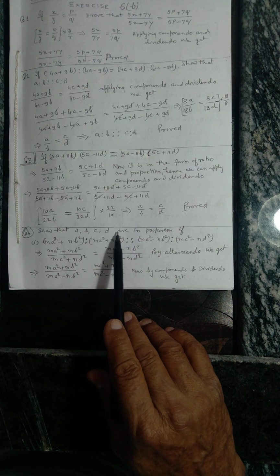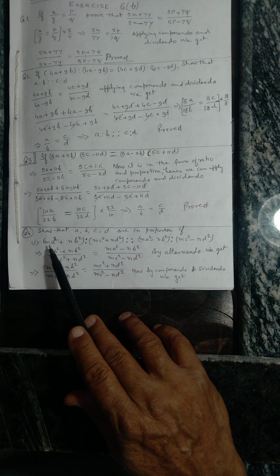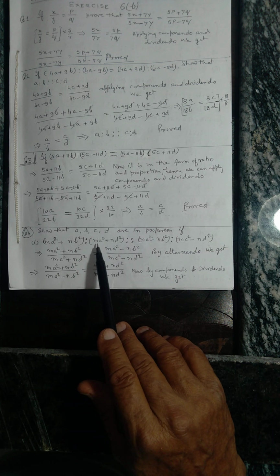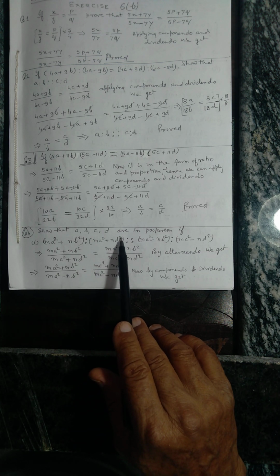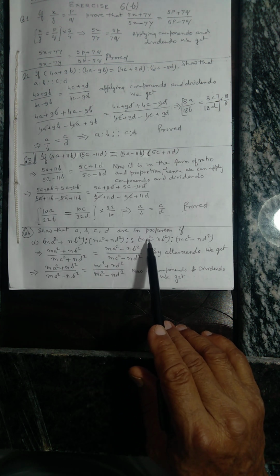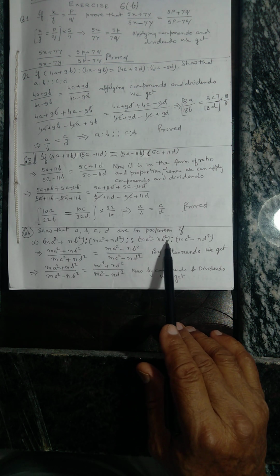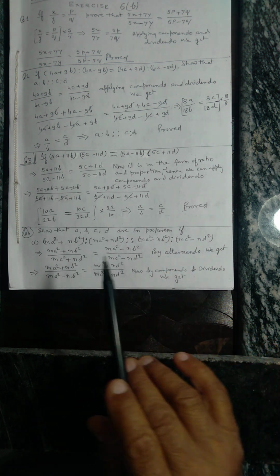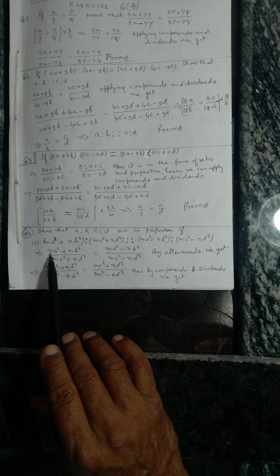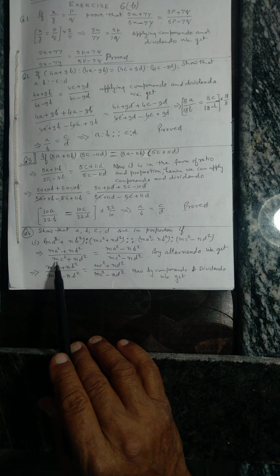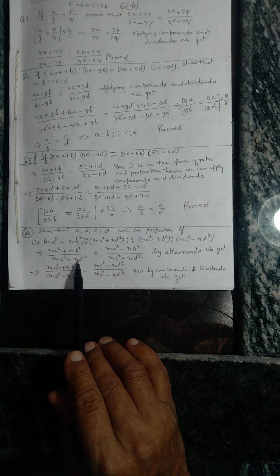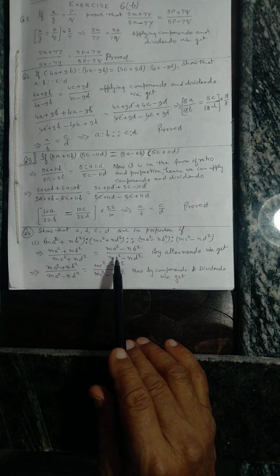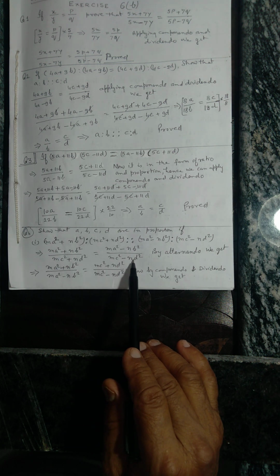A, B, C, D are in proportion if ma² + nb² is to mc² + nd², same ratio, ma² − nb² is to mc² − nd². This implies that (ma² + nb²) / (mc² + nd²) will be equal to (ma² − nb²) / (mc² − nd²).